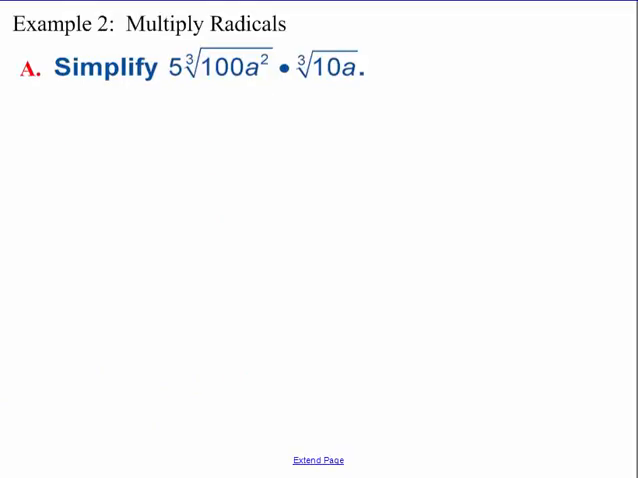So in this example, we need to simplify where we have two radicals where we're going to be multiplying them together. So take the 5 and just leave that outside. And now we're looking at the cube root of a few things. 100 times 10 is 1,000. Then I have an a squared times an a. That's going to get me a to the third power.